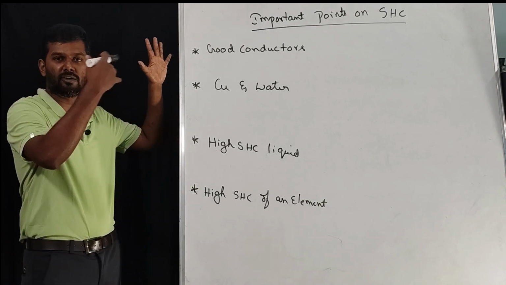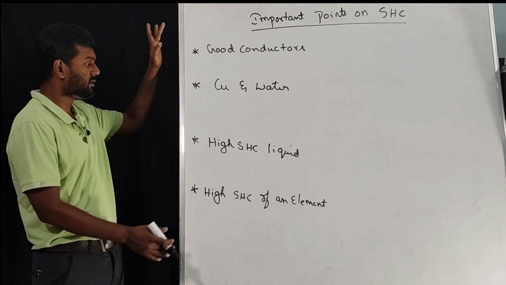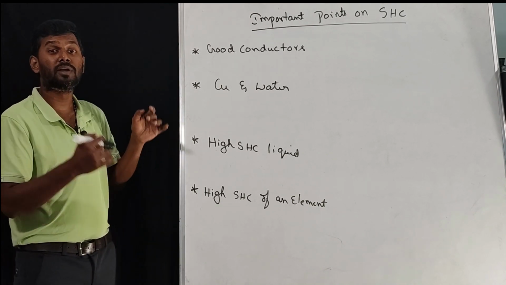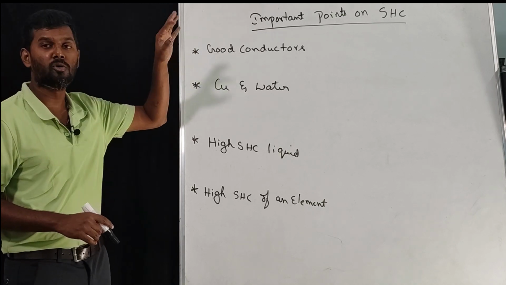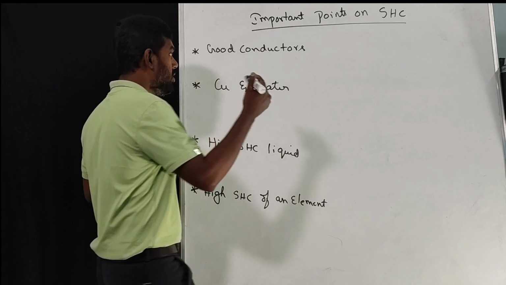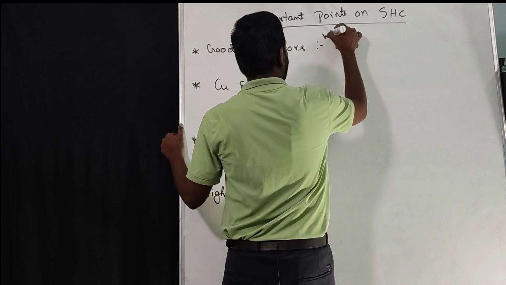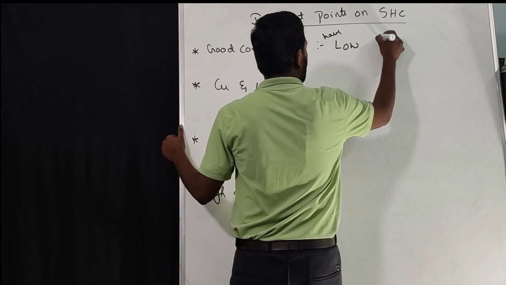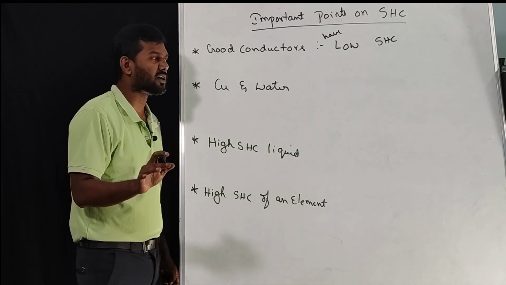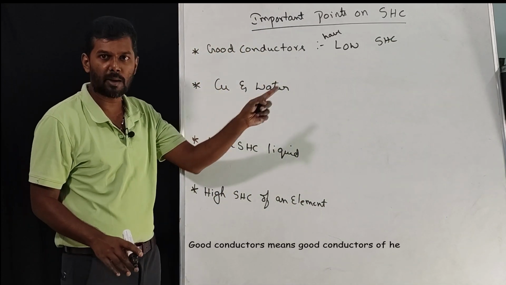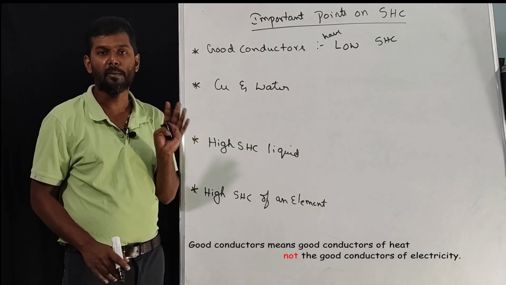If you know the definition of specific heat capacity and its inner meaning also, it is good, but these are very useful to solve give-reason kind of questions. Listen, first thing, very good conductors will have low specific heat capacity. Keep this in mind. Very good conductors or good conductors will have low specific heat capacity, and poor conductors will have high specific heat capacity.